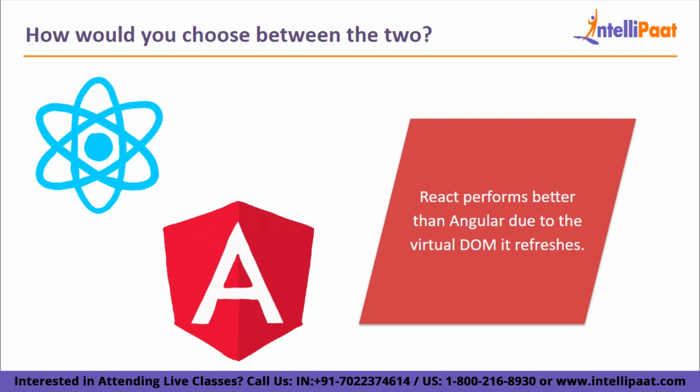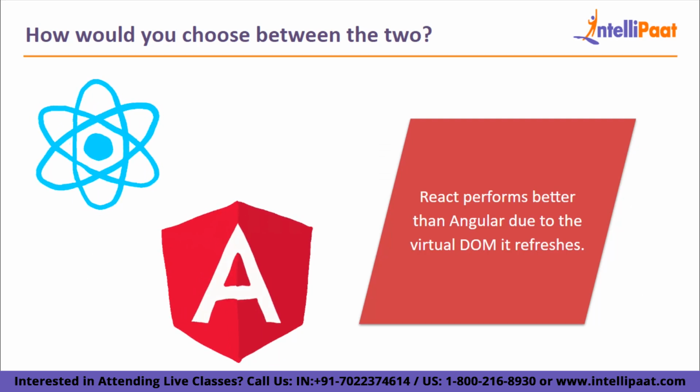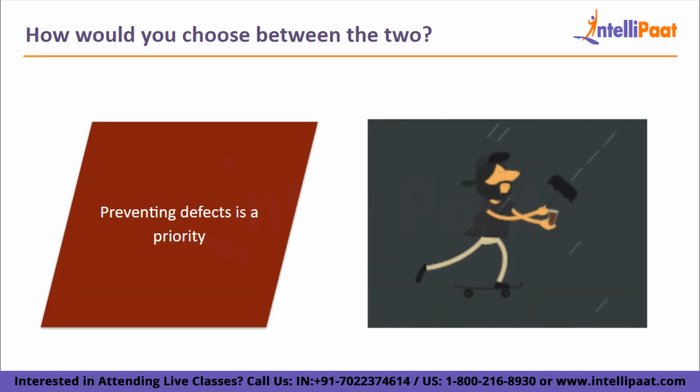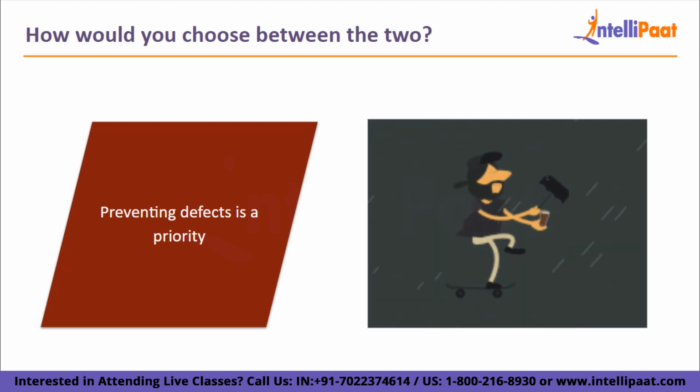React performs better than Angular due to the virtual DOM it refreshes. The MERN stack is a better option for you if performance is your main criteria. Preventing defects is a priority. The Mean stack is a preferable option if you want to employ a technology stack that, by design, guards against typical coding errors. Because Angular employs TypeScript, the framework avoids typical code mistakes even before they occur.